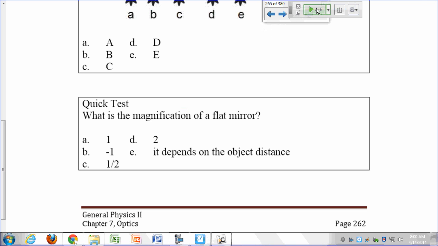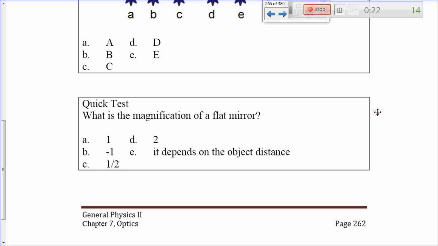And what is the magnification of a flat mirror? Where magnification is negative Q over P. Right? And for a flat mirror, P is equal to negative Q, or Q is equal to negative P, however you want to say it.